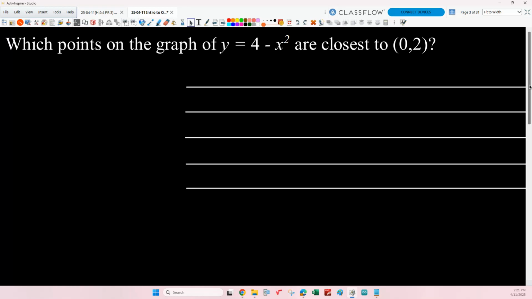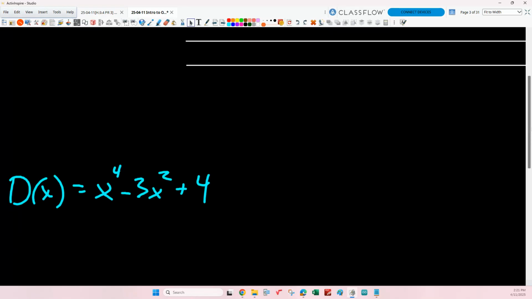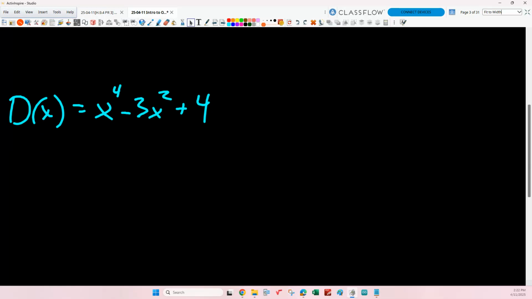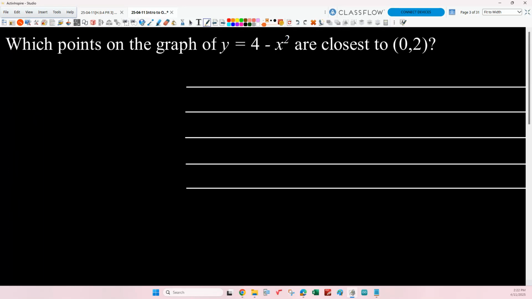Okay, so there's our objective function. We need the domain though, don't we? Our independent variable is x. What values could x have? Isn't that true? x is just the coordinate of the point on the parabola. The x coordinate could be anything. Agreed? Okay. So the domain is negative infinity to infinity.